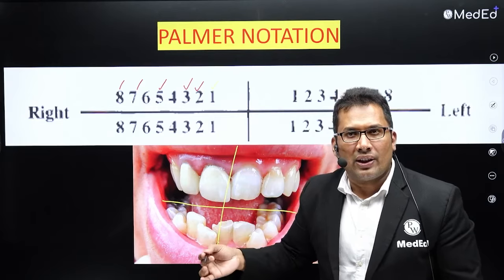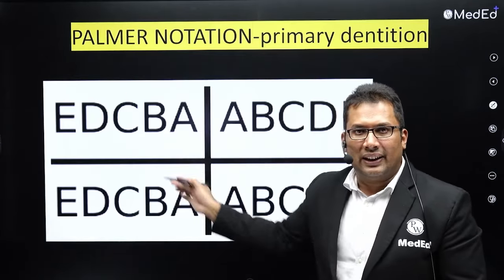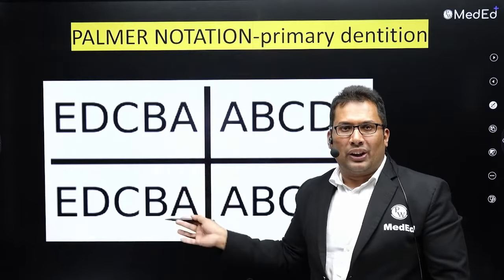Temporary dentition, what is the Palmer notation? You can mention like this, A, B, C, D, E. So this is simple Palmer notation.